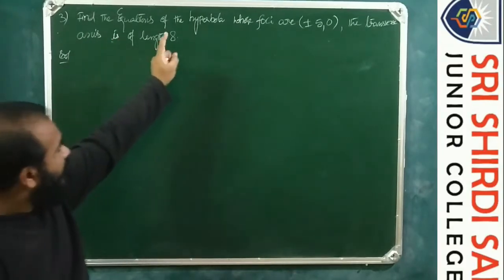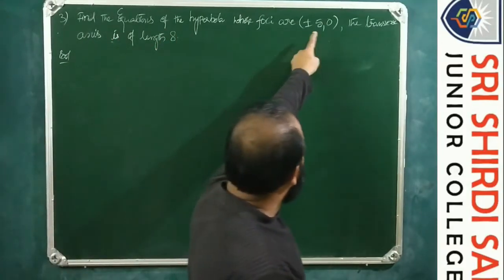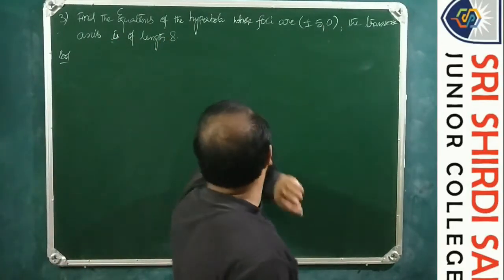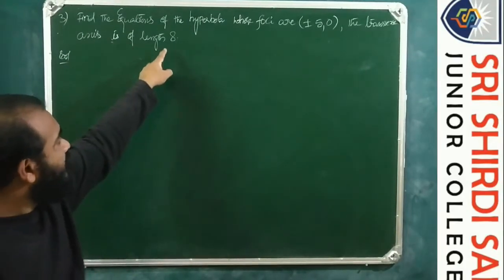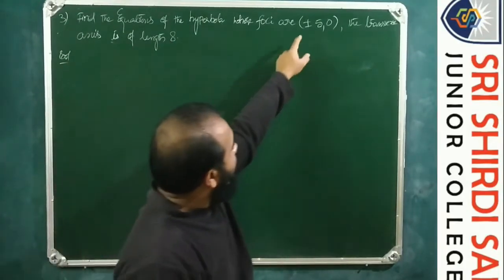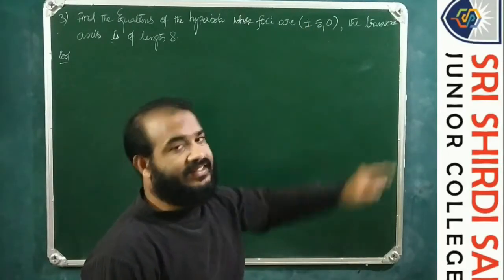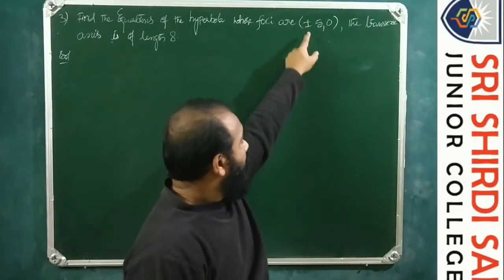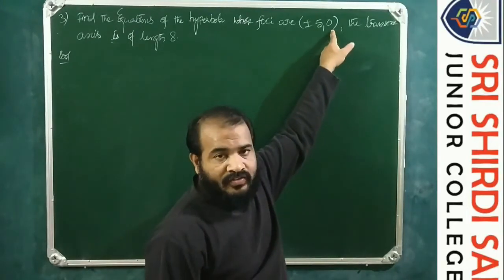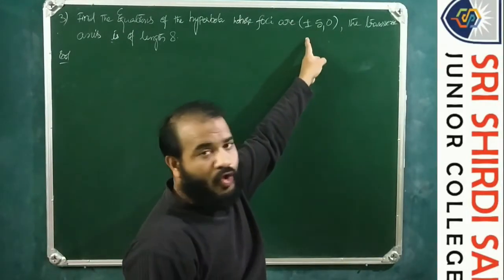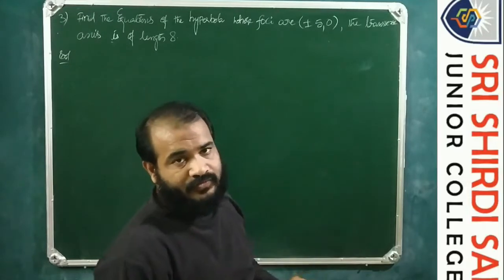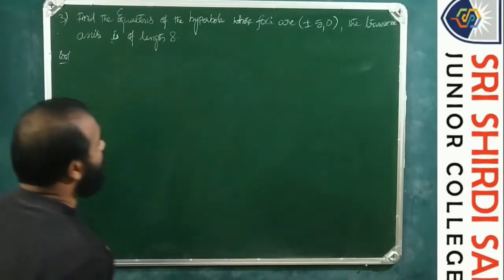Find the equation of a hyperbola whose foci are plus or minus 5 comma 0 and the transverse axis is of length 8. So plus or minus 5 comma 0 is given. That means the transverse axis is along the x-axis. If 0 comma plus or minus 5 is given, the transverse axis is along the y-axis. So this is the question.